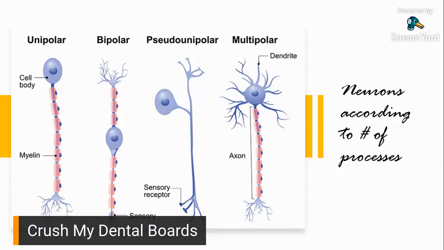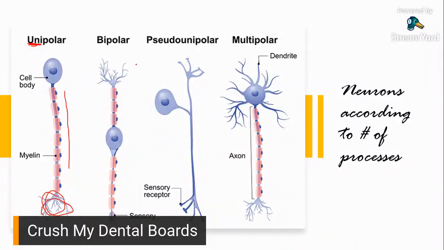At the end of the axon, you have your axon terminals right here, branching out. But basically, you have one. Because you have one, it's called uni. Do we see this in humans? No. Unipolar neurons are usually seen in invertebrates.